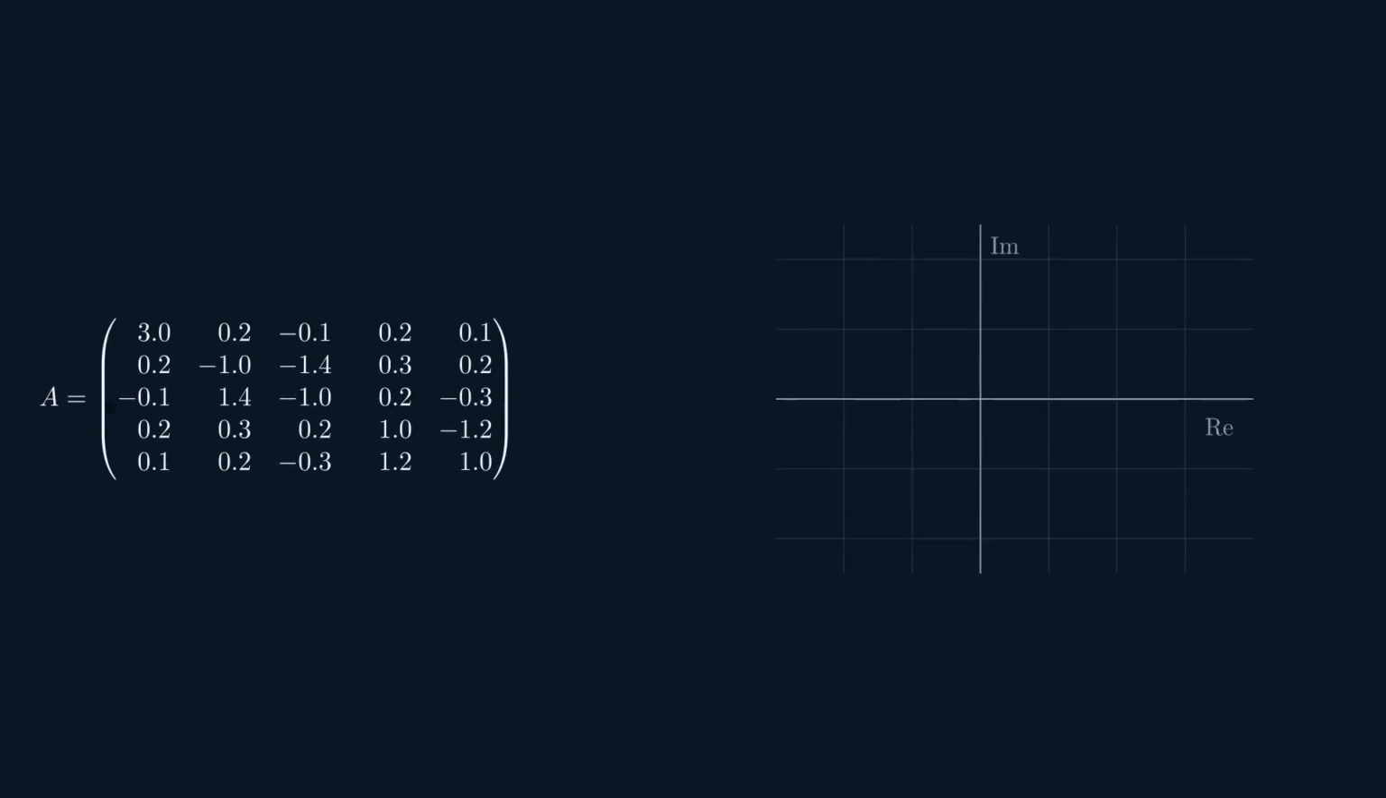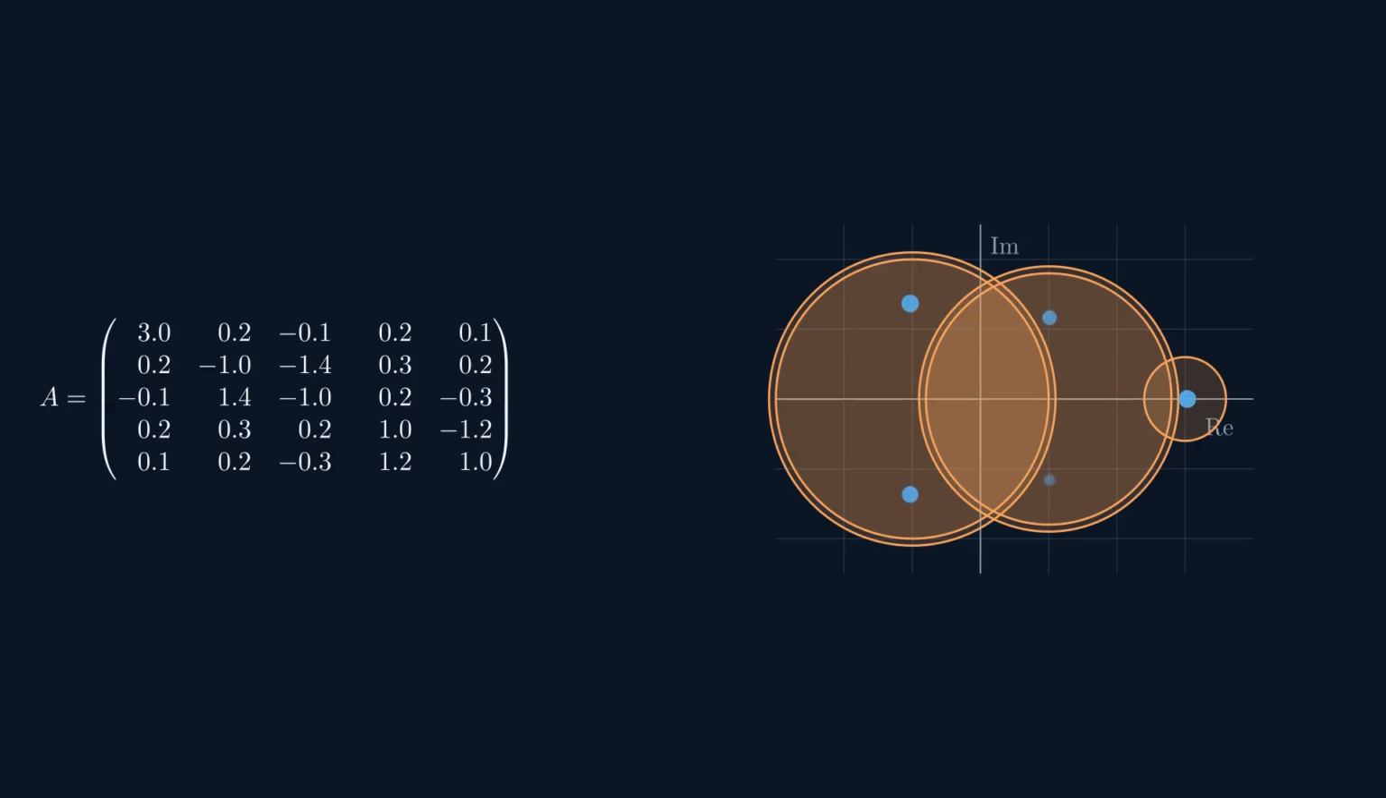Here is a 5 by 5 matrix. Its eigenvalues live somewhere in the complex plane, and if you wanted them, you might reach for a characteristic polynomial, or a numerical solver, or an afternoon. But give me 10 seconds, one disk per row. Every eigenvalue, without exception, sits inside the union of those disks. You never had to solve anything.